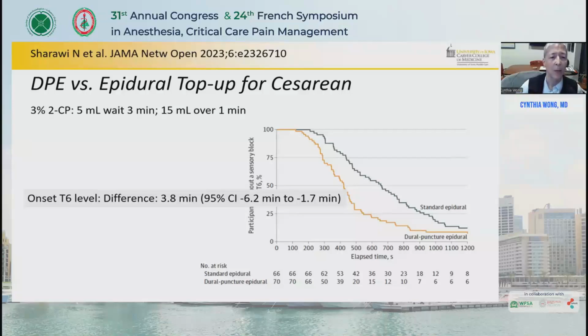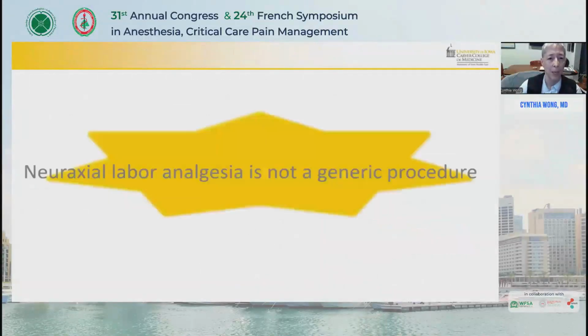If you look here at the rate of onset of the surgical block, the orange line is the DPE technique and the blue line is the standard epidural. You can see that the time to onset of a T6 level, which is the level that you need to do a C-section, was significantly faster with the DPE technique compared to the epidural technique. So if we're going to have an emergency C-section during labor, it appears that if there's a hole in the dura, either from the CSE technique or the DPE technique, the onset of surgical anesthesia will be faster with those two techniques.